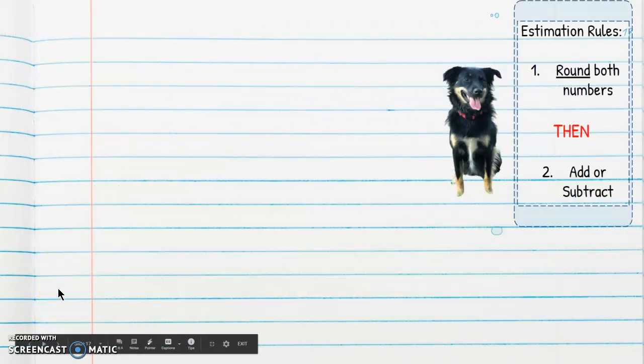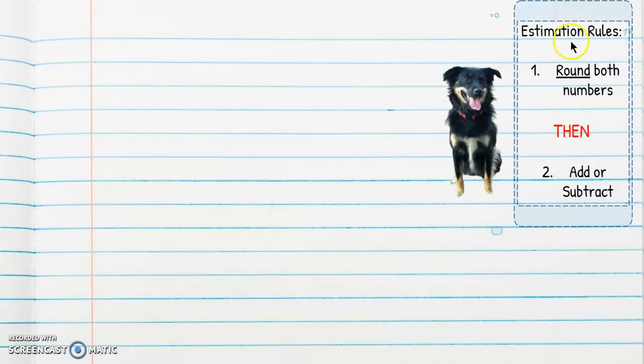Remember, there are two rules for estimation. The first rule is we always round both numbers first. Then we add or subtract. You need to make sure you do them in this order because that's going to always get you to the correct answer. And there's one more thing that we need when we round.